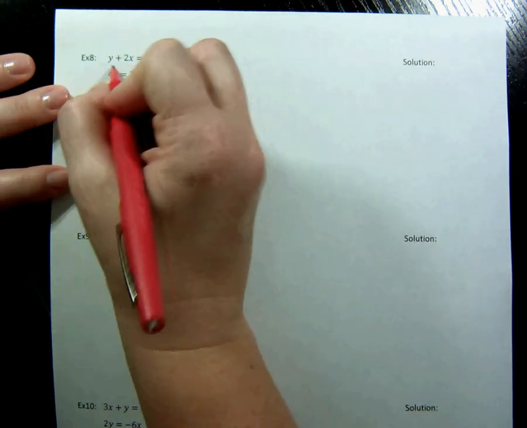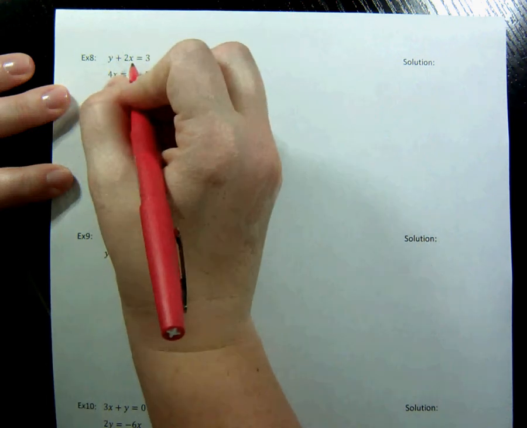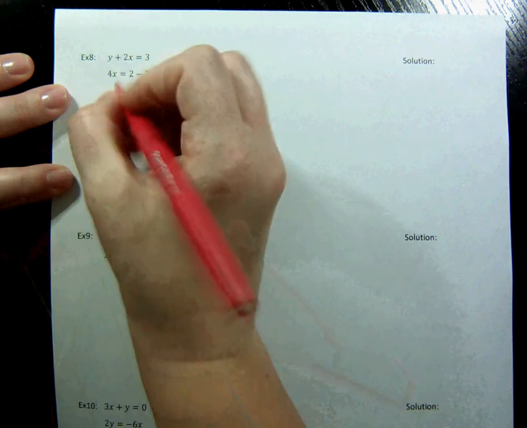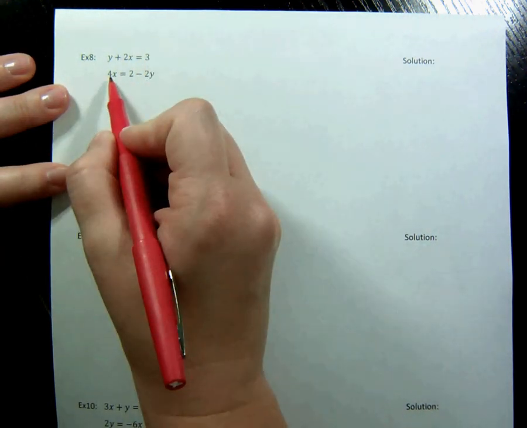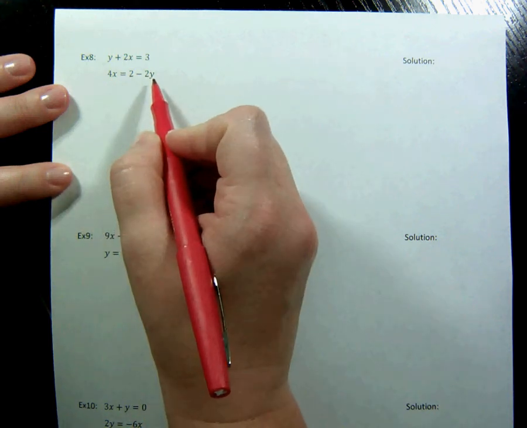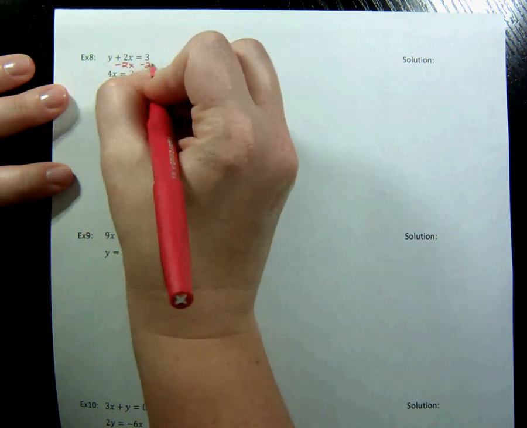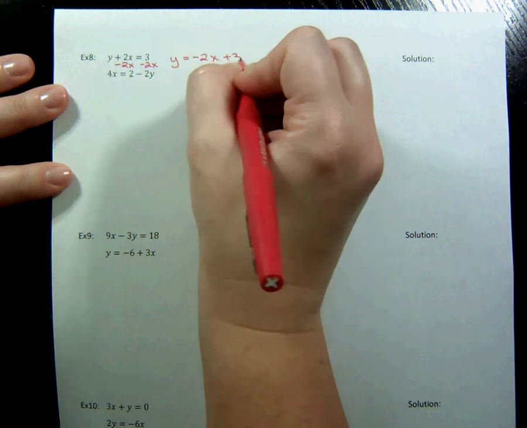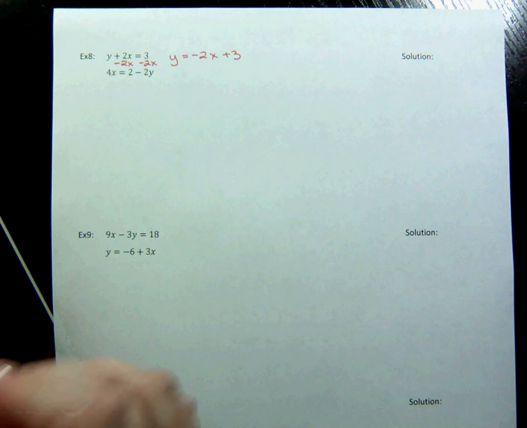So on example 8, the first equation's in standard form, sort of, kind of out of order, but the x and the y are on the same side, so it's not isolated. The second equation is just kind of funky, but if you look at the coefficient on x and the coefficient on y, neither of them are easily isolated. So I'm going to go up here and subtract 2x from both sides, and that's going to give me y equals negative 2x plus 3. And that's the substitution I'm going to use in the second equation.